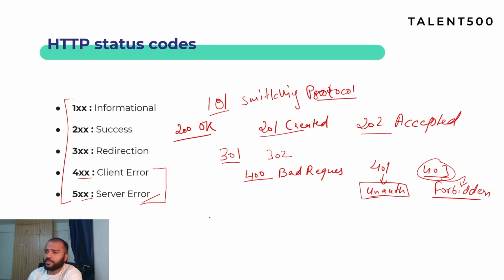Some general error codes in 5xx are 500, which means internal server error. It means that we don't know what has gone bad, but something has gone bad while processing your request, so please retry. Generally 5xx error codes are retryable. Another one is 503, which means service unavailable.